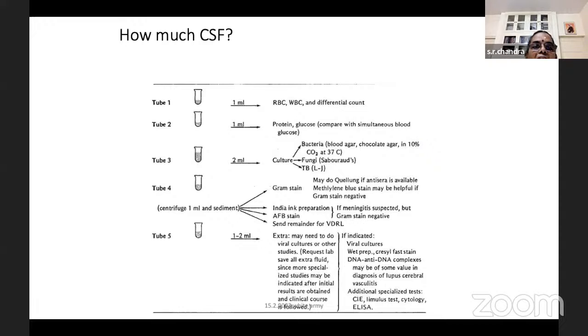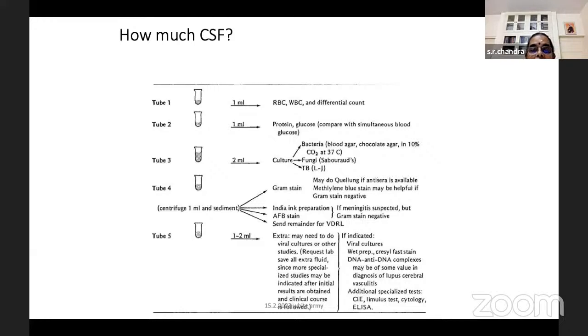So when you do the CSF, what are you going to do? You have to take 5 test tubes. The first one is for RBC, WBC, and differential count. Second one is for protein, glucose, and simultaneously compare with the blood sugar. Third one is for culture for the various organisms. And the fourth one is for the various stains, which you should never forget.